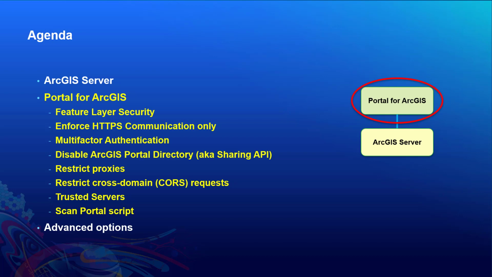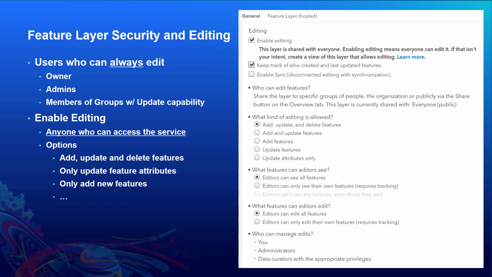We'll talk about how to disable the sharing API or the ArcGIS portal directory. We'll talk about how to restrict the proxies. That's a very important conversation. We'll talk about CORS requests and how to restrict those, trusted servers, and the scan portal script. Then after that, we'll discuss some advanced options. So jumping right in, let's talk about feature layer security and editing.